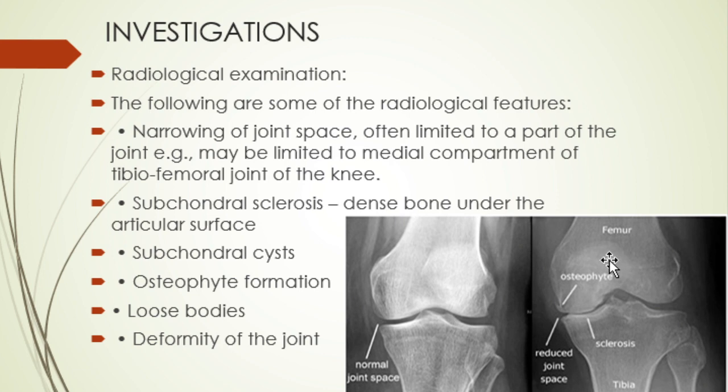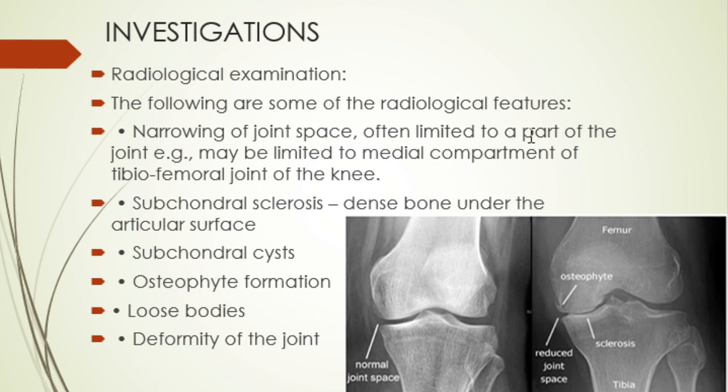So what will we see in the X-ray if the patient has osteoarthritis? This is the normal X-ray and this is the X-ray of a patient having osteoarthritis. Firstly, we will see narrowing of the joint space, because there is loss of articular cartilage. Here the articular cartilage is present, that's why we are able to see the space between the two bones, and here the space is narrowed down. There is no space between the two bones because there is loss of the articular cartilage.